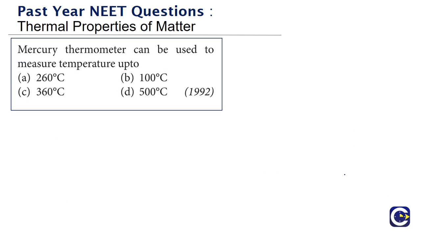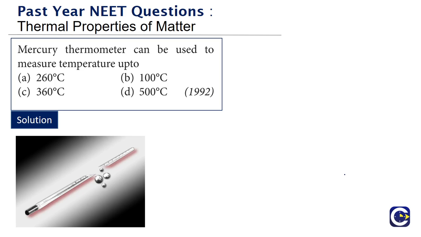Next we have a conceptual question based on the mercury thermometer. This has come in the year 1992. Mercury thermometer can be used to measure temperatures up to. So people will be thinking, what is this question all about? We know that the mercury thermometer basically works on which principle? It works on the principle of volume expansion of mercury. When the mercury is heated, it will increase its volume, and the volume expansion is the basic underlying principle for the working of the thermometer.